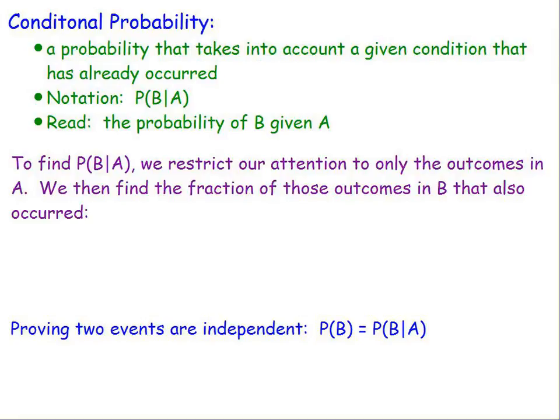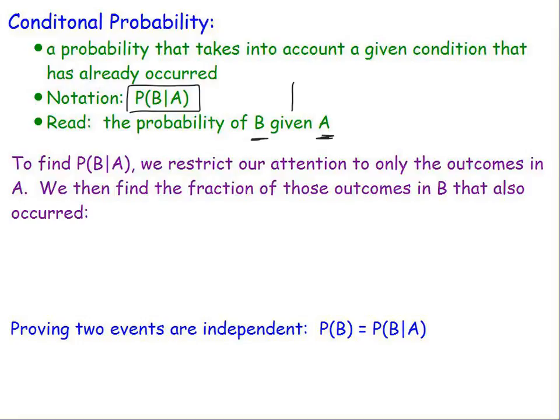The notation for conditional probabilities is this little guy right here. We read this as the probability of B given A. That little straight up and down line, that is the word given. So you're given that A has happened. You know that, it's in the back of your brain. Now you're trying to find the probability of B happening.